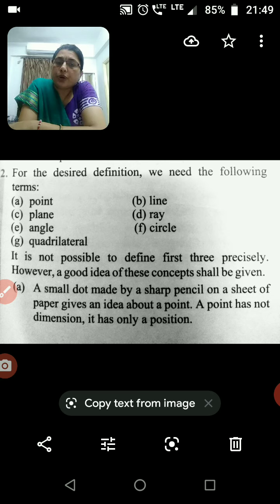But it is not possible to define some terms. Like first three terms are like that: point, line, and plane. We are not able to define them. But for an idea, we can see some examples from our daily life. A small dot made by a sharp pencil on a sheet of paper gives an idea about a point. A point has no dimension, that we have discussed before this video. It has only a position.